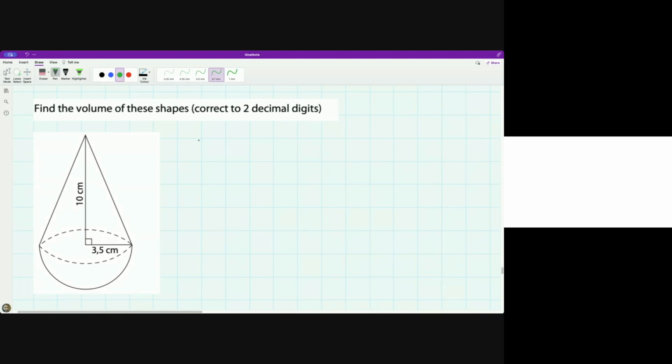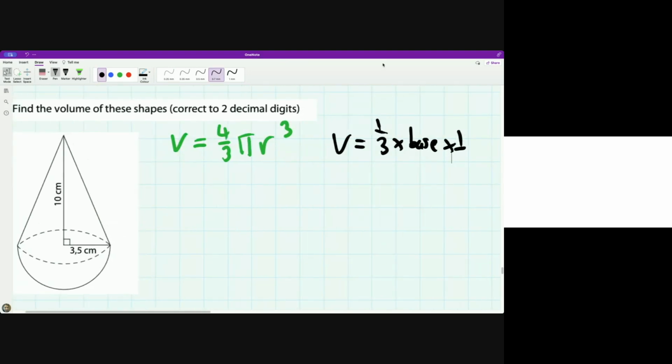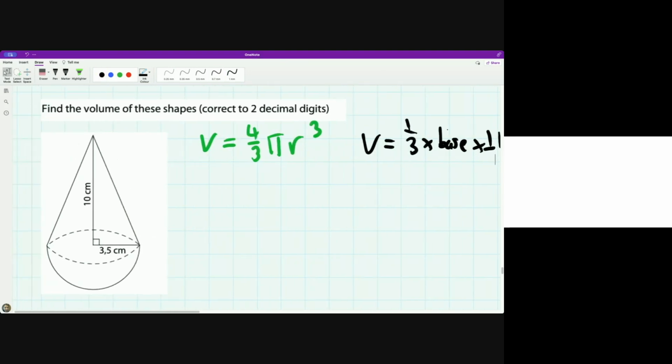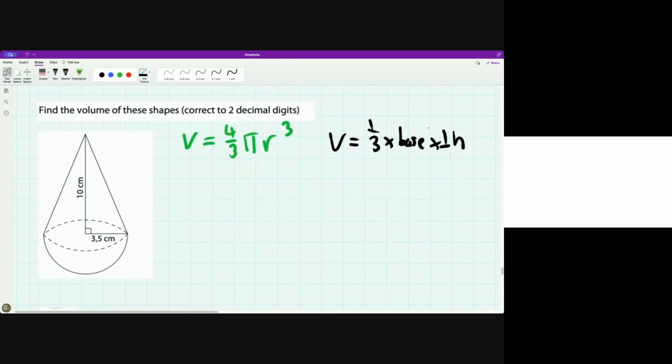What I will tell you is I will give you the formula 4/3 pi r cubed for the volume of a sphere. And for the volume of a cone, it's 1/3 times area of base times the height. Can you find me the volume of this combo shape? That should be the area of the base.